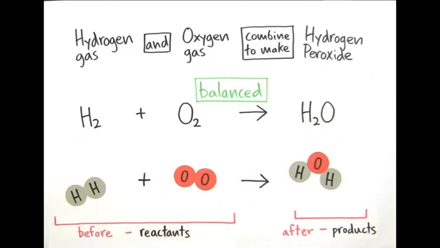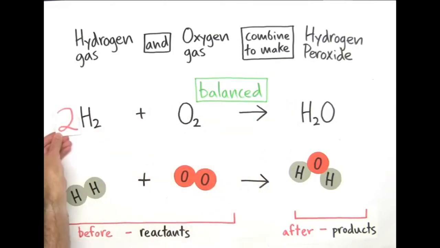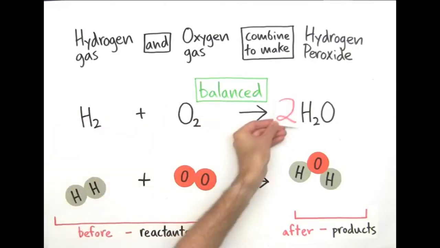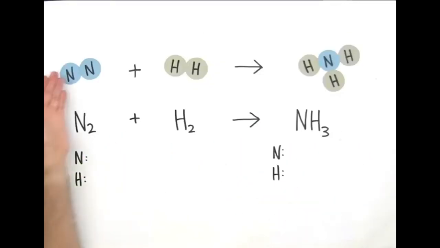The subscripts have to remain the same, but you can put numbers in front of one or more of the compounds, but the numbers always have to be in front. You can't modify any of these subscripts. When we first start off talking about balancing equations, I love to use visuals like these of the atoms and molecules so you can really see what's going on.